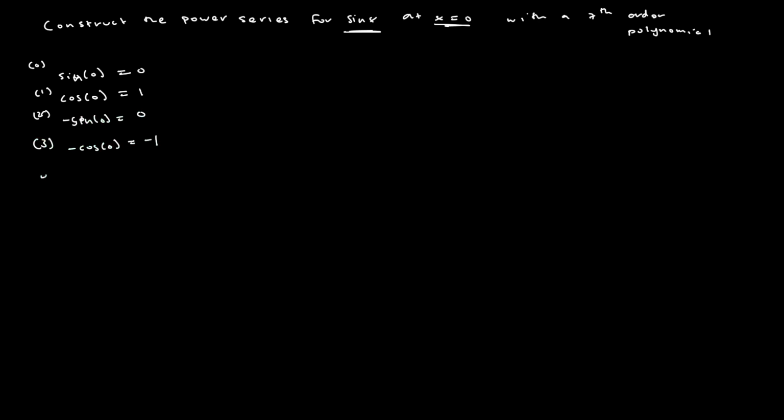The fourth derivative is sine of 0, which is equal to 0. And now you can see that our trends will just continue. So I'm just going to write 5, 6, 7. And because the pattern continues, we just have periodic derivatives. So it'll just be 0, 1, 0, negative 1.